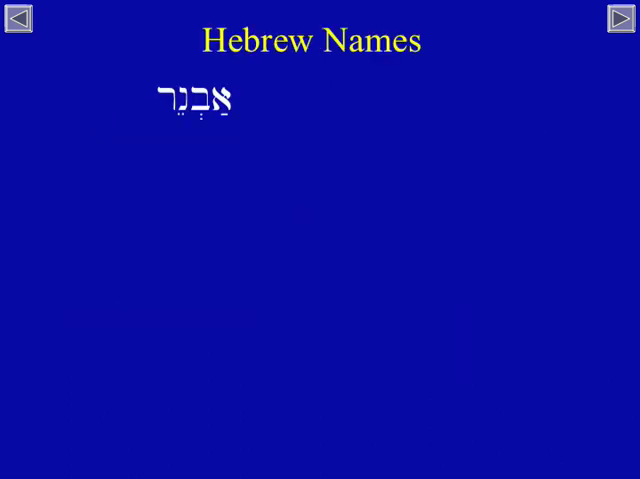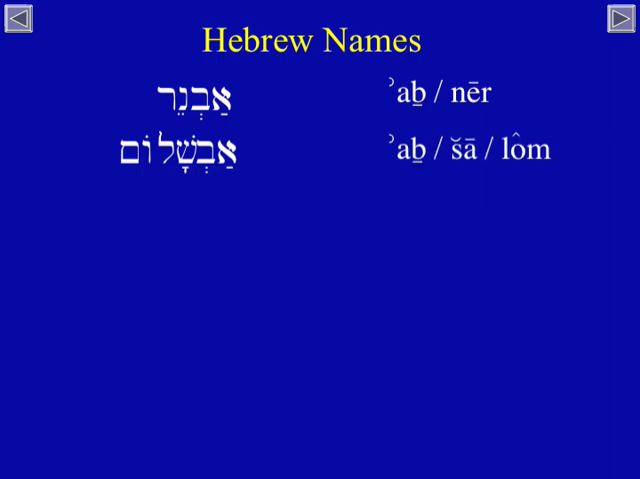Some Hebrew names. Avner. Avshalom. Note the silent schwa closing the syllables in these words. Avner, Av Shalom. Chavod.